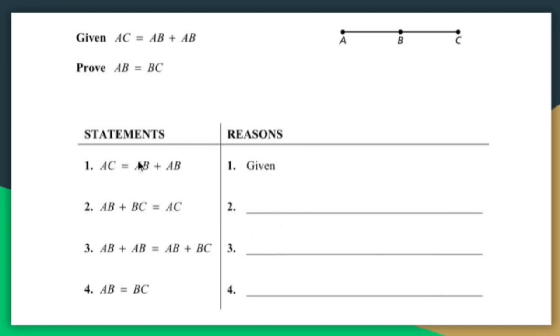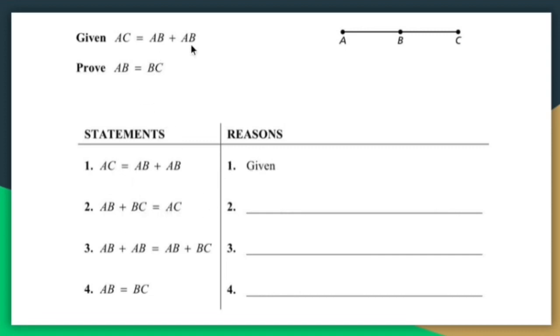Whenever you have a two-column proof, 99.9% of the time, your first statement and reason is going to be your given. Write that out. If this was completely blank, you would always start out with AC equals AB plus BC, and my reason is because that's the thing that you gave me. Step 1, finished. Step 2 says AB plus BC equals AC.